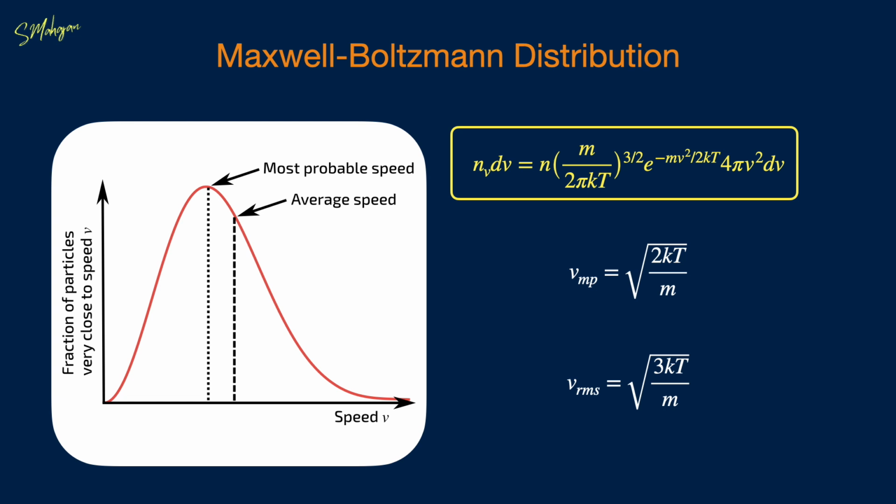Note that the exponent is the ratio of the kinetic energy of the particle, half m v squared, and its thermal energy kT. Most particles will have energies less than the characteristic thermal energy, and the distribution peaks when the two energies are equal, corresponding to the most probable speed of particles given by root 2kT by m. However, the distribution is skewed to higher energy particles, resulting in a somewhat higher root mean square velocity given by root 3kT by m.